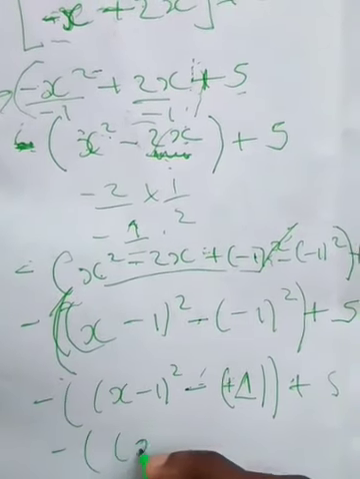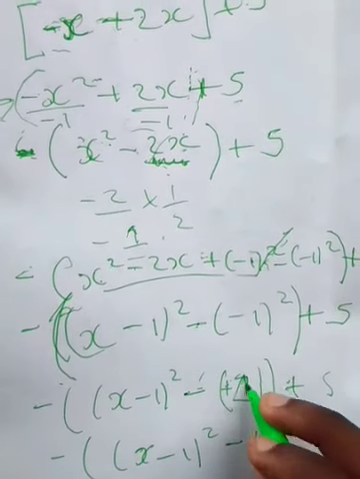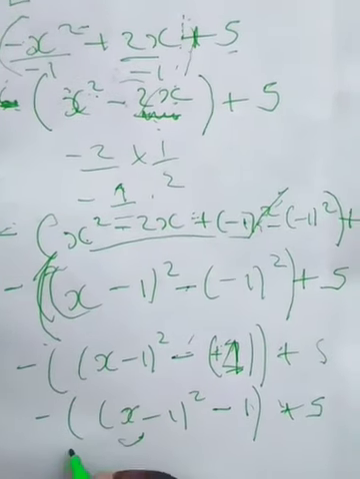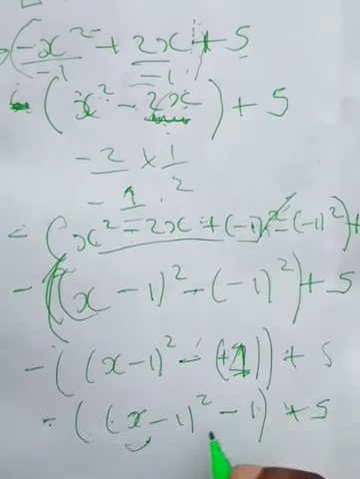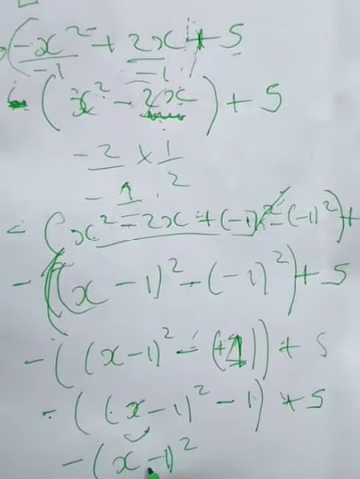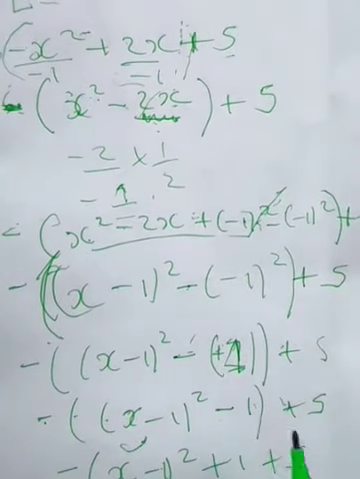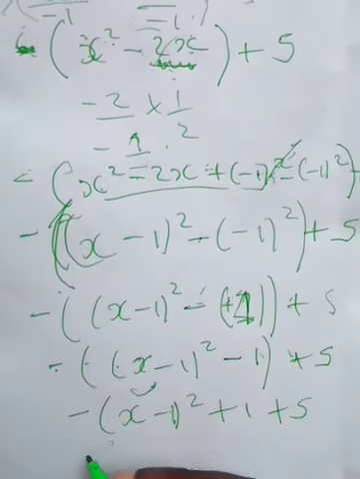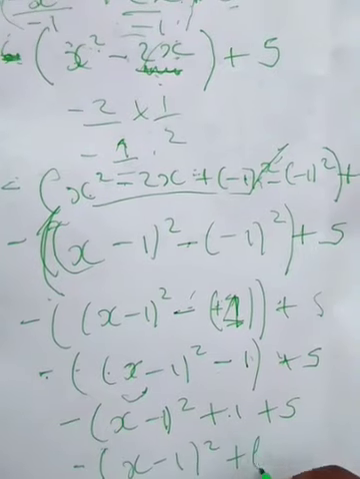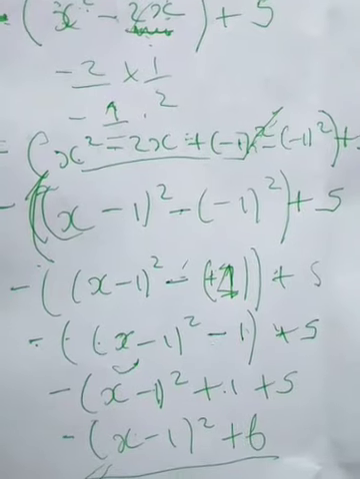Then here you're going to have (x minus 1) raised to the power of 2 minus 1. This is positive 1 here. And then now you're going to say plus 5. Now you're going to multiply this with this, and you're going to have negative (x minus 1) raised to the power of 2. And then this time, we are going to have positive 1 plus 5. Then 1 plus 5 will give you positive 6. And as you can see, we've still gotten the same answers.